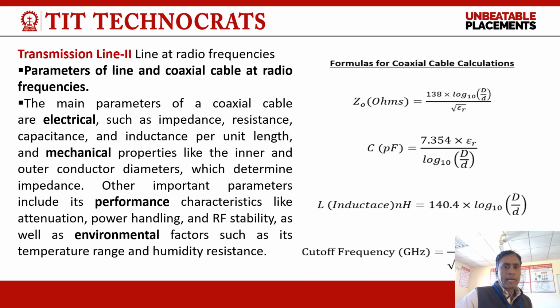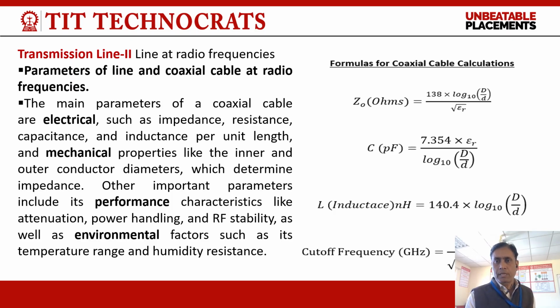So, parameters of line and coaxial cable at radio frequency. The main parameters of coaxial cable are electrical, such as impedance, resistance, capacitance, inductance per unit length, and make details like the inner and outer conductor diameter, which determine impedance. Other important parameters include its performance characteristics like attenuation, power handling, RF stability, as well as environmental factors such as its temperature range and fluidity resistance.